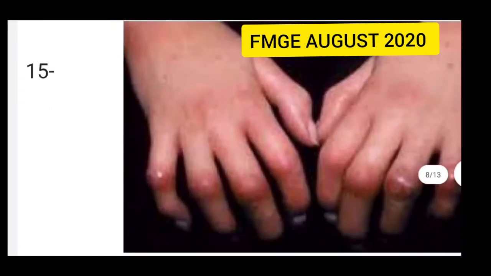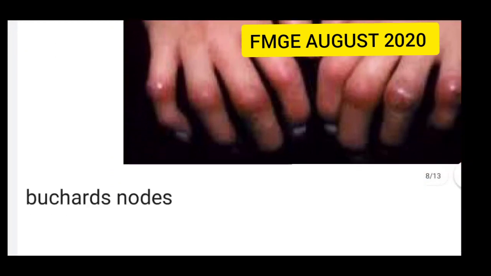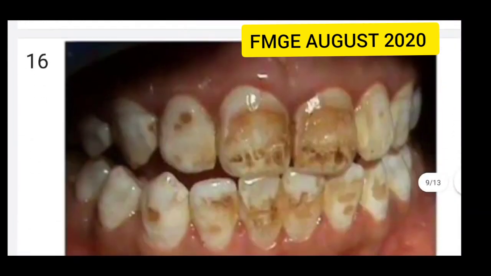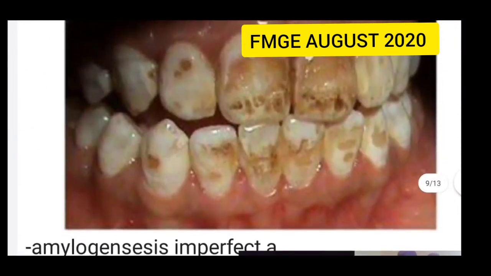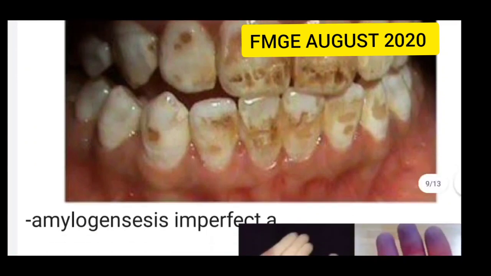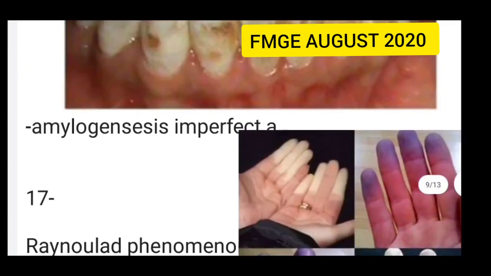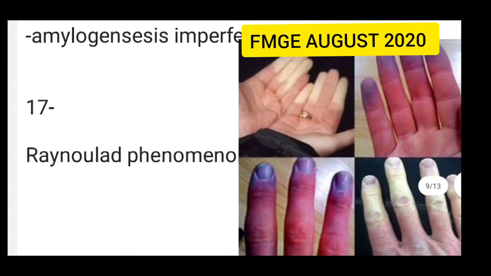Next one, you can see here the Bouchard nodes, which are present in osteoarthritis. Next one, you can see here the degeneration of the enamel and yellow color of the teeth, which is present in amelogenesis imperfecta. Next one, you can see this phenomenon. This is called the Raynaud phenomenon.